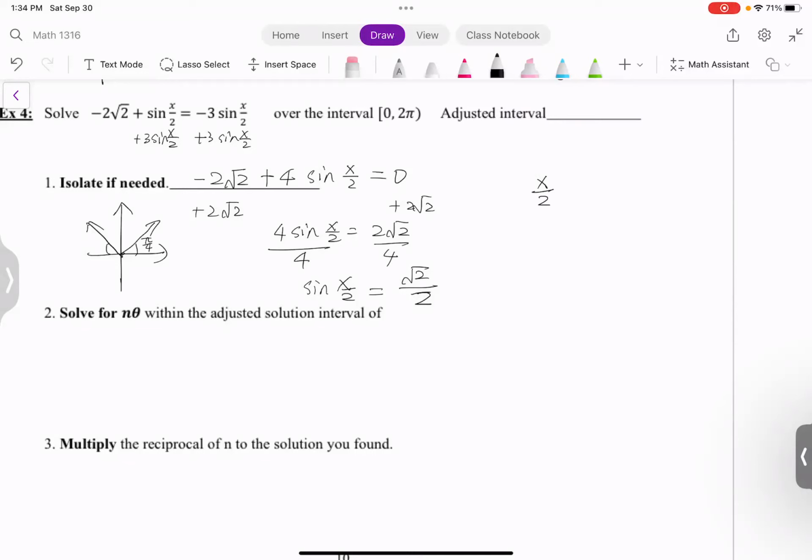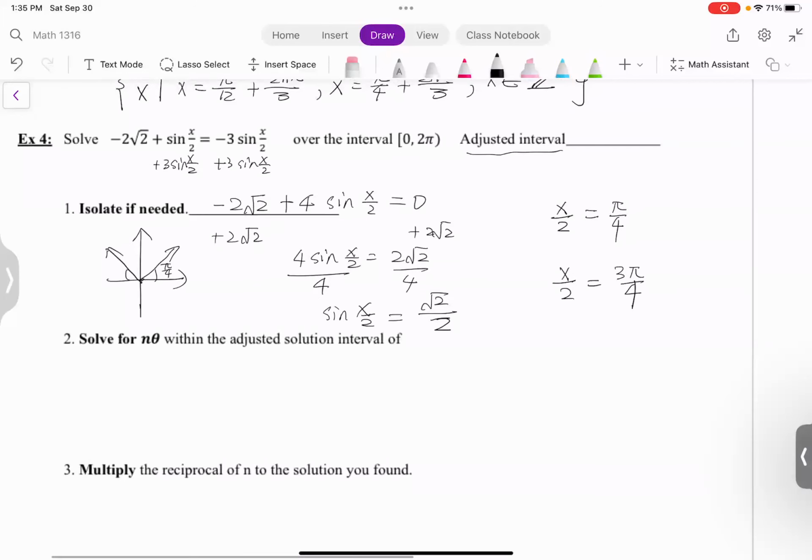Oh, I didn't say adjusted interval at the beginning. I should do that first. It doesn't matter. So x over 2, for example, from the graph is pi over 4. Another angle is x over 2 equals 3 pi over 4. So we should do this first. What is that? Adjusted interval.